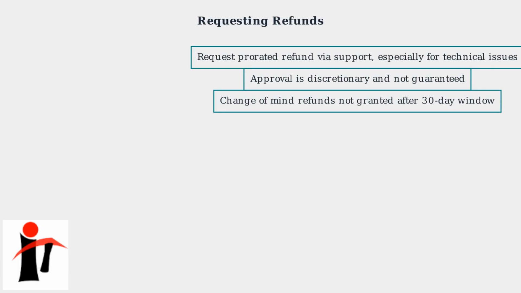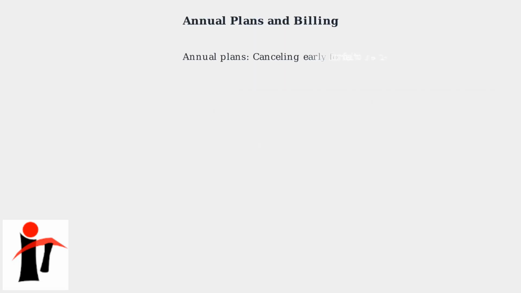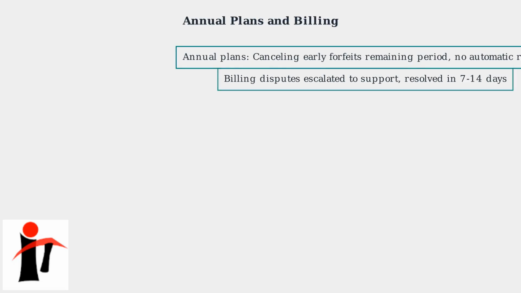However, approval is discretionary and not guaranteed. Change of mind refunds are generally not granted after the initial 30-day window. Tools like prorated refund calculators can help estimate potential refunds. For annual plans, canceling early means forfeiting the remaining period without an automatic refund.